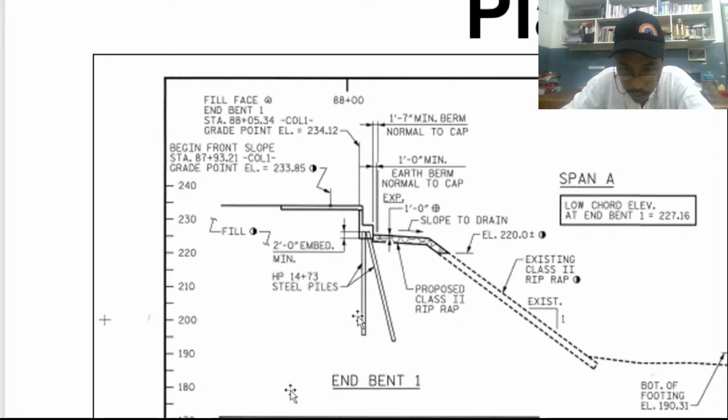And then this type of symbol here means bottom of end bent cap to top of riprap berm. Okay, so bottom of end bent cap. That is what we mean. So an end bent will have a cap. Okay. So normal to the end bent. So those are the symbols.